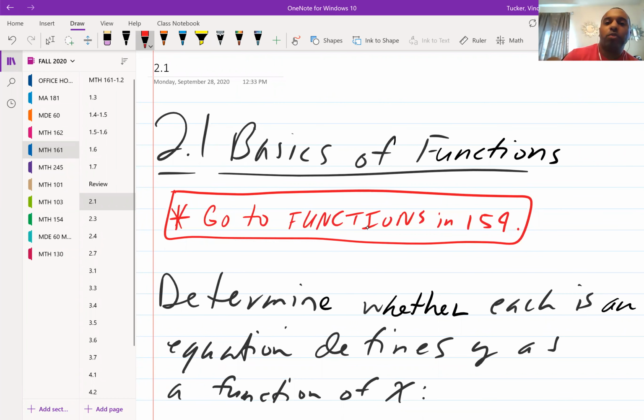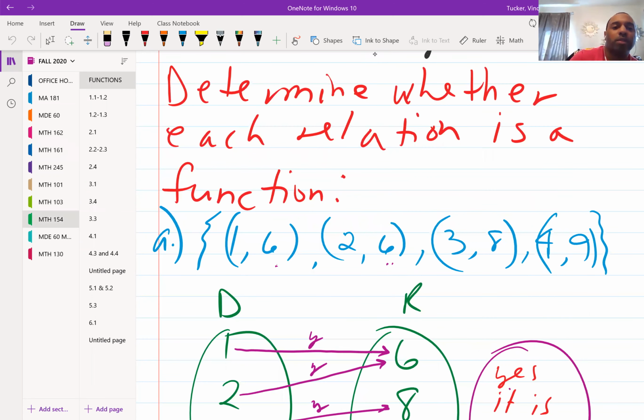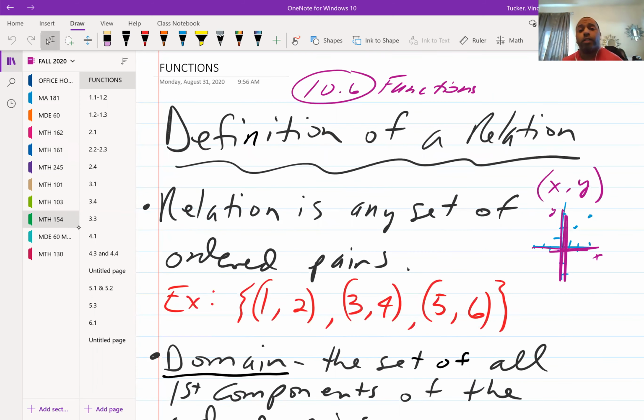All right, so 2.1, basics of functions. And like I said, this note right here is for me, so let me know where we're going. Once again, the title is Basics of Functions, but I wrote these notes, the first part of these notes right here. And it starts off with the definition of a relation.